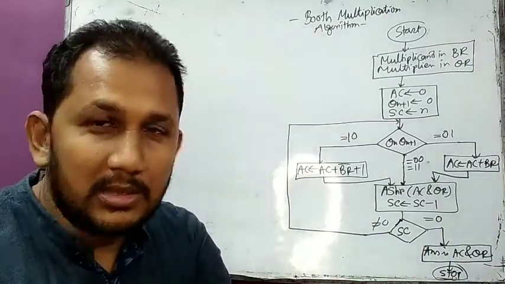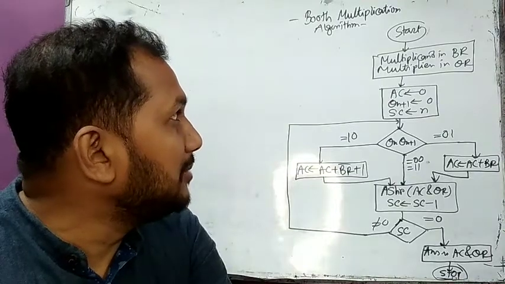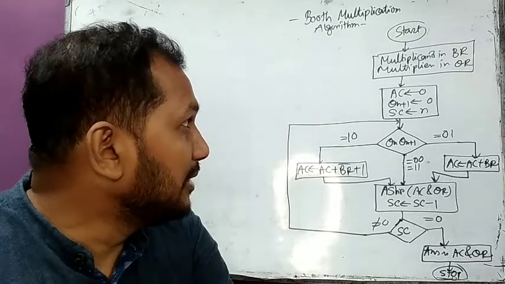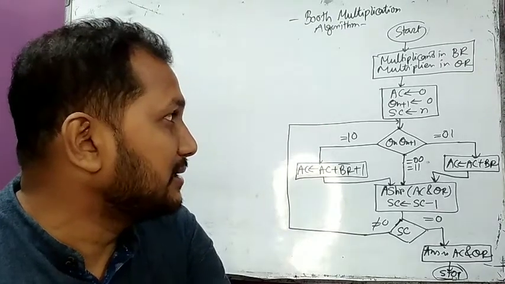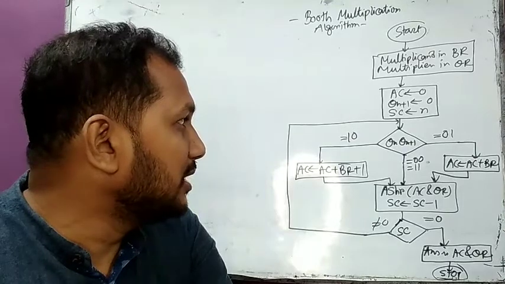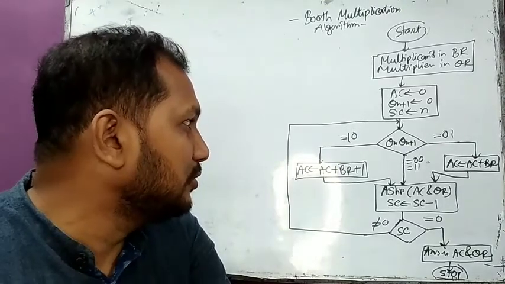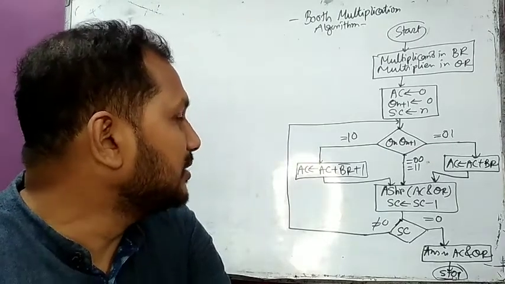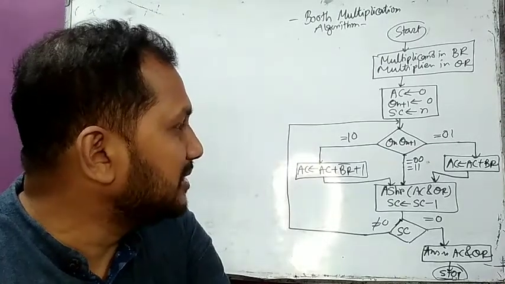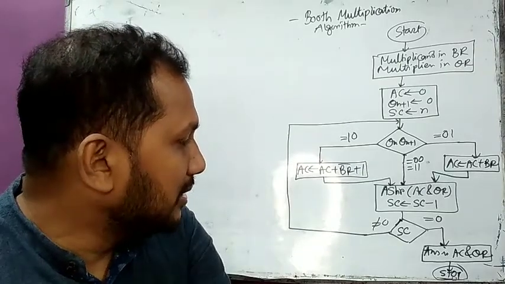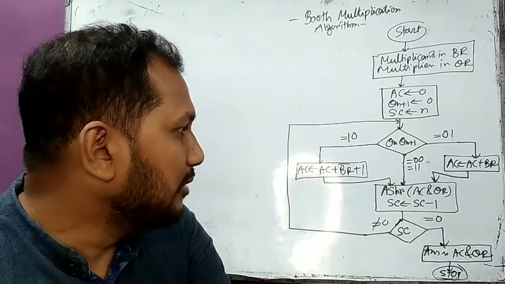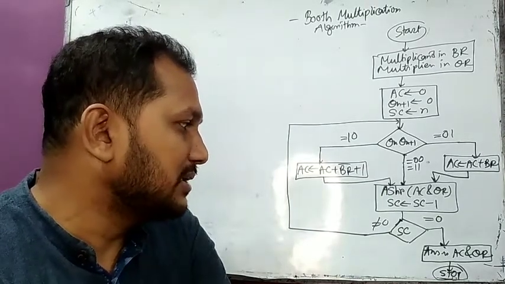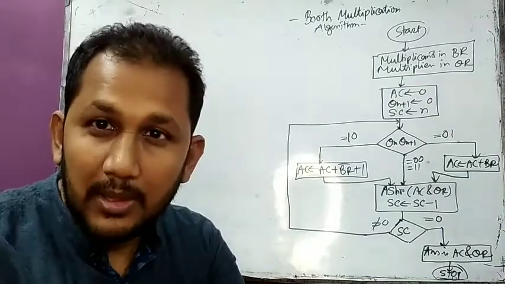In this algorithm, we store the multiplicand in BR and the multiplier in QR, then initialize SC as n, the number of bits, and Qn+1 as 0. Now we check whether Qn and Qn+1 are 0,0 or 1,1; then we perform only an arithmetic shift and the sequence count is decremented. If it is 1,0, then AC plus BR bar plus 1. If it is 0,1, then AC plus BR. Until SC is 0, we repeat the procedure. When SC is 0, we get the result from AC and QR. So this is the concept of Booth algorithm.